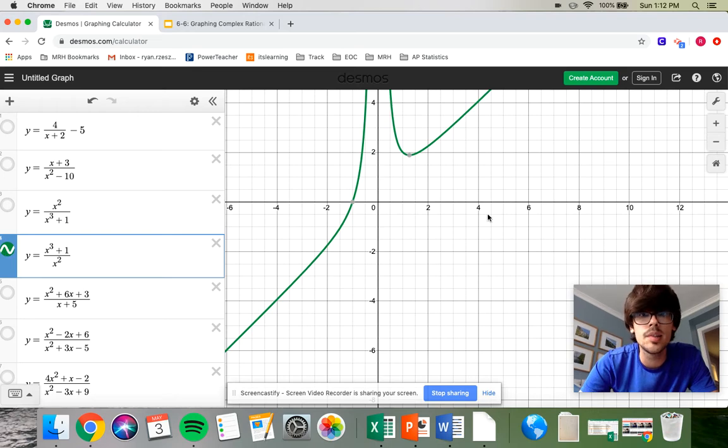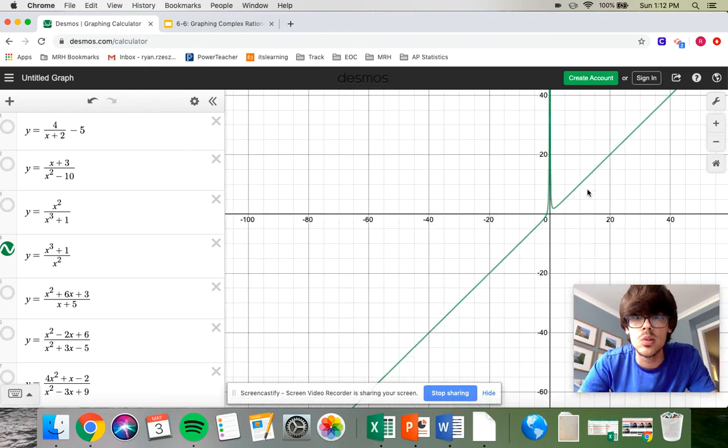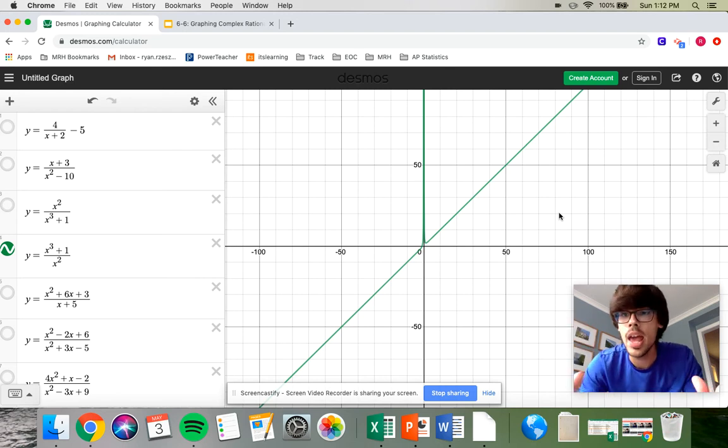But let's look for a second at where this graph in green appears to level out. As I zoom out and zoom out and zoom out, this graph doesn't go flat ever. It just keeps on going up. If we were doing end behavior, as x approaches infinity, f of x approaches infinity as well. It just keeps on going up like a polynomial graph. So this graph actually doesn't have a horizontal asymptote at all. It just keeps on going up.